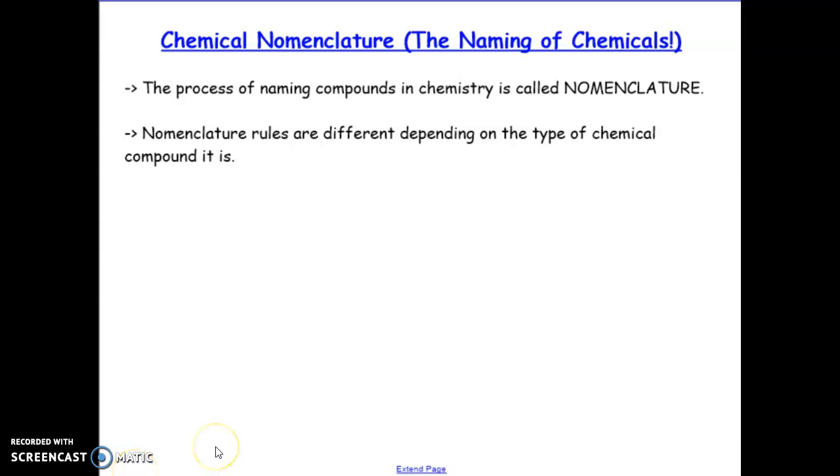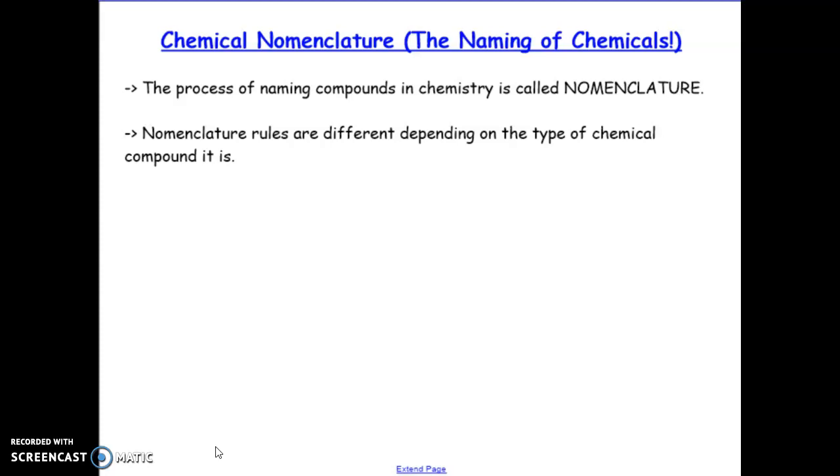Okay, everyone, so today we're going to be looking at the naming of chemicals and how to write the proper chemical formula for various molecules and compounds. A lot of this is going to be repetitive, so it will be a review of what you've already learned from grade 9 and 10. There may be a few new things.